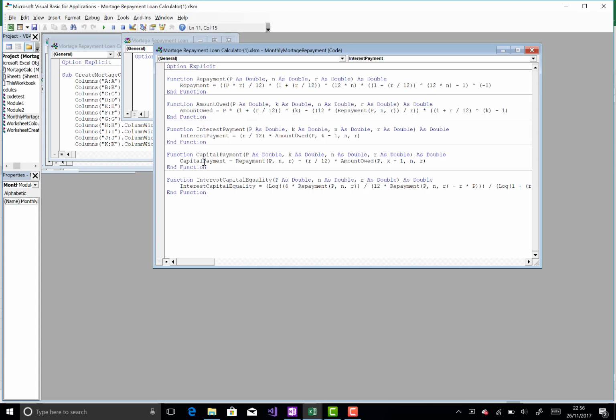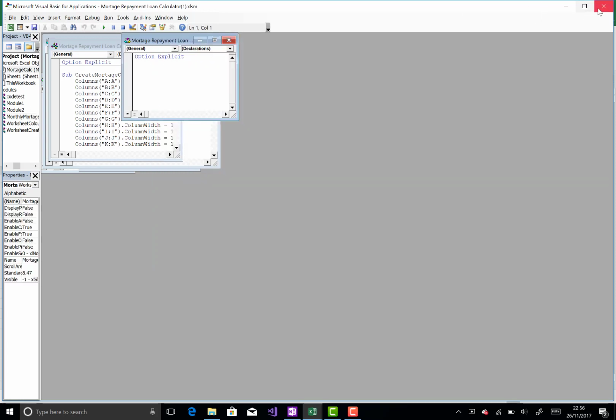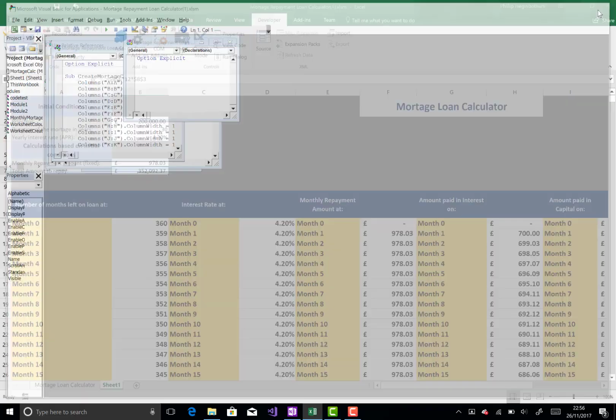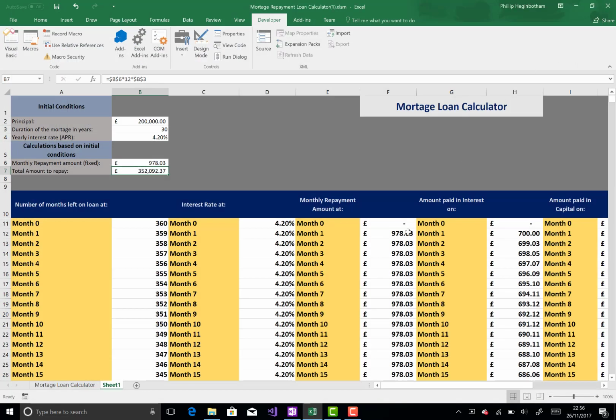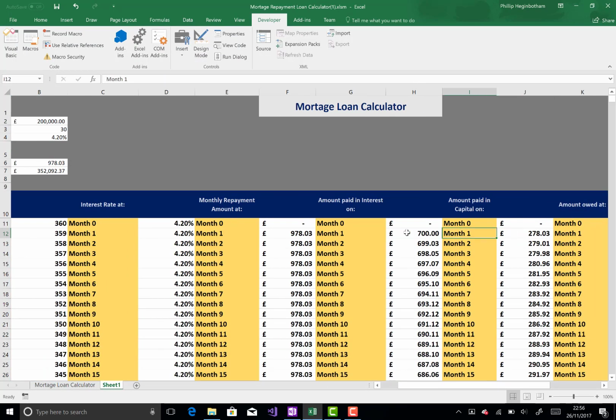So is the interest payment and the capital payment. It's the same thing I've shown you. When they're equal is just solving both of these. We're going to use logarithms. I'm not going to go into that too much detail. But like I was saying about the capital paid, if we plug it into the formula, as we can see here, you paid £978.03. The amount paid in interest is £700. We actually looked at this case when we were doing the example.